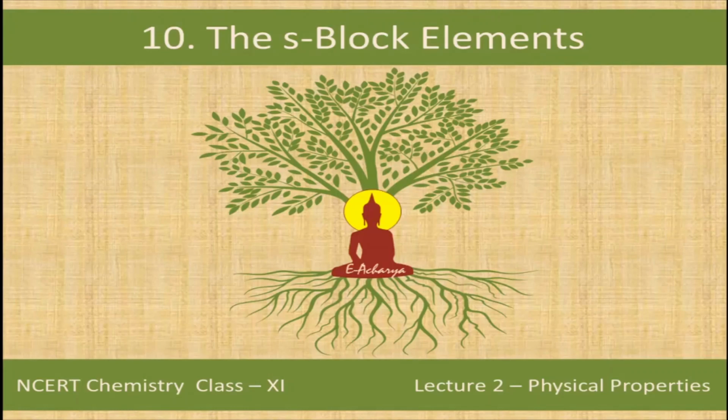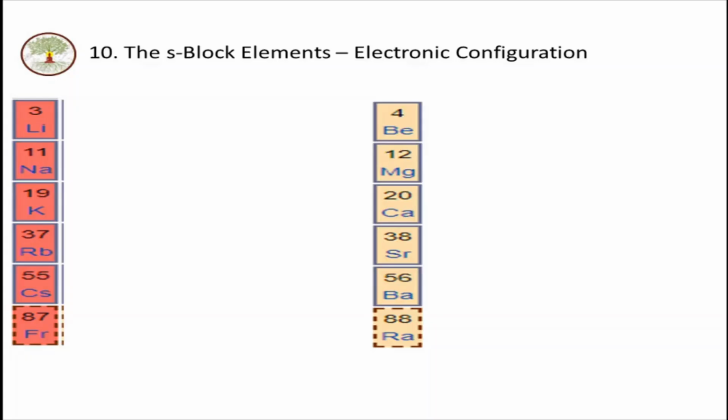Hi, this is the second video for chapter 10, the S-block elements of class 11th NCERT chemistry book. Today we will discuss the physical properties of S-block elements. Starting with the electronic configuration, the electronic configuration of an element describes how electrons are distributed in its atomic orbitals.